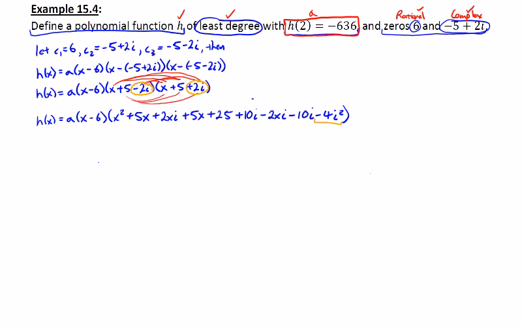A lot of distribution. It looks ugly, but there's great things that happen. 2xi minus 2xi, gone. 10i minus 10i, gone. Plus 5x, like terms. Let's go ahead and clean it up. a times x minus 6 times x squared plus 10x plus 25 minus 4i squared.